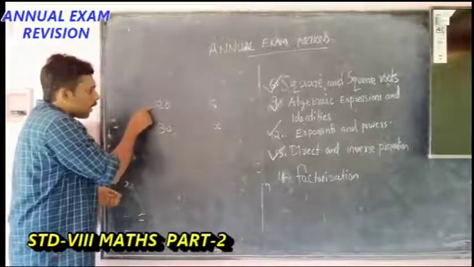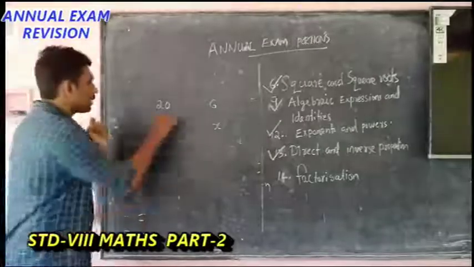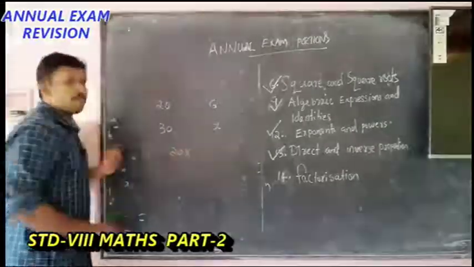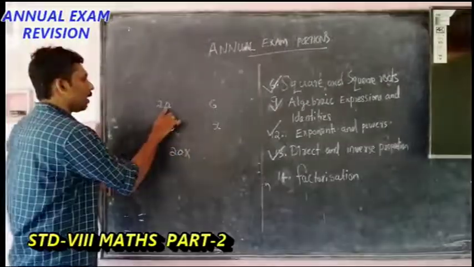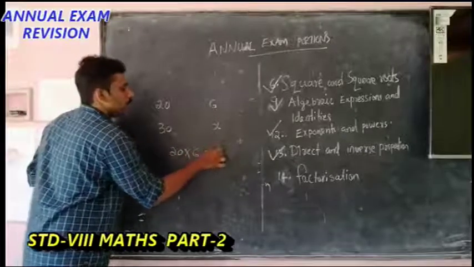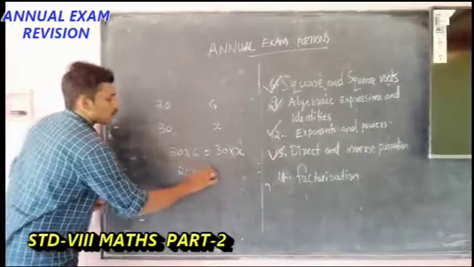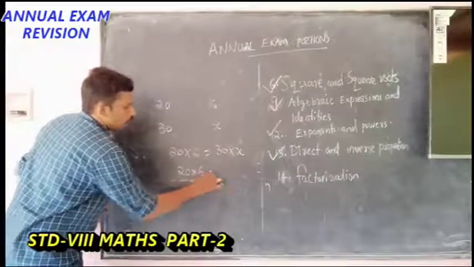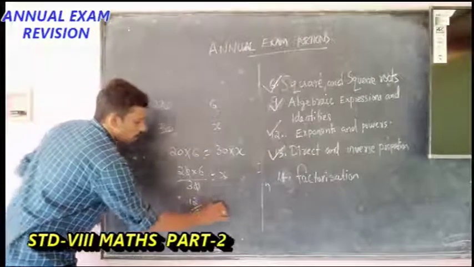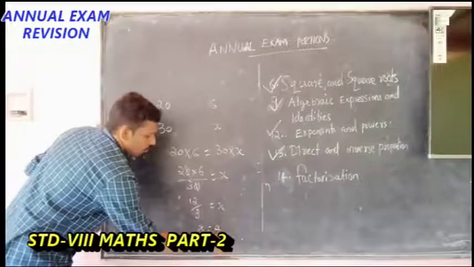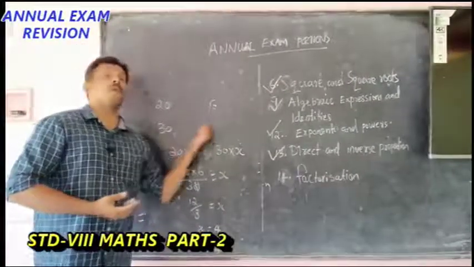So if animals are increasing, days are decreasing. So it is inverse proportion. If it is inverse proportion, you can write 20 into 6. If it is a direct proportion, it would be 20 by 6 equal to 30 by x. If it is inverse proportion, you write 20 into 6 equal to 30 into x. Here we are going to find x. So 20 into 6 divided by 30 equal to x. So this will cancel, then 2 sixes are 12, 12 by 3 equal to x, then x equal to 4. So if it has 30 animals, it will finish in 4 days.